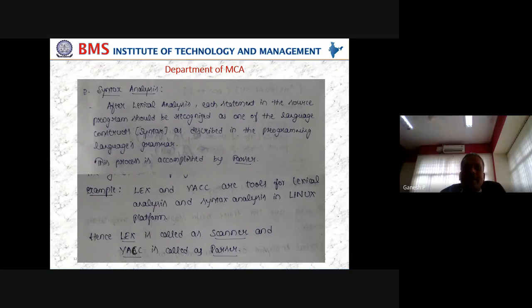So we have YACC as a parser. YACC, we have a name, Yet Another Compiler Compiler. This is also similar to Lex. It is also a tool which is part of your Linux or Unix, which will be used for performing parsing types of activities. We'll take some examples and see how YACC works.